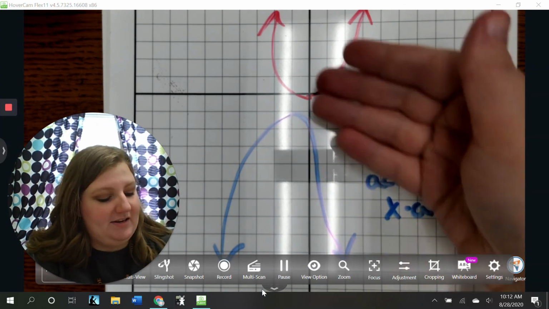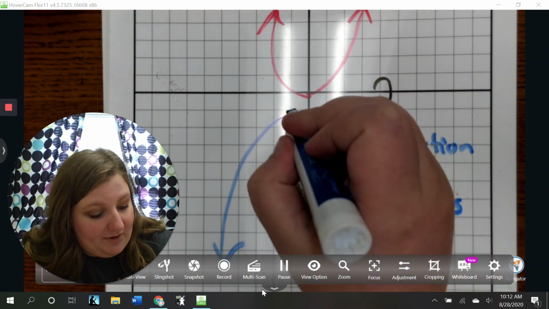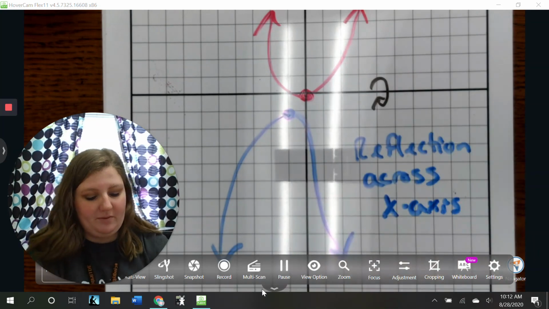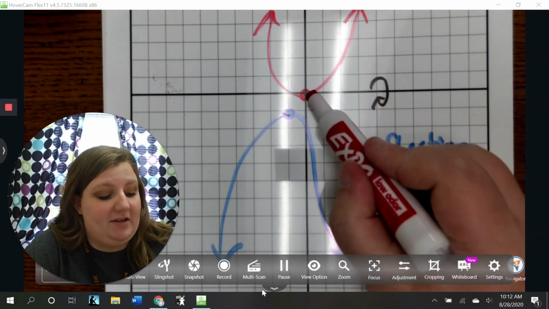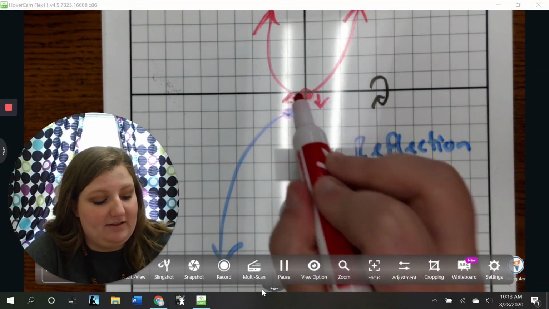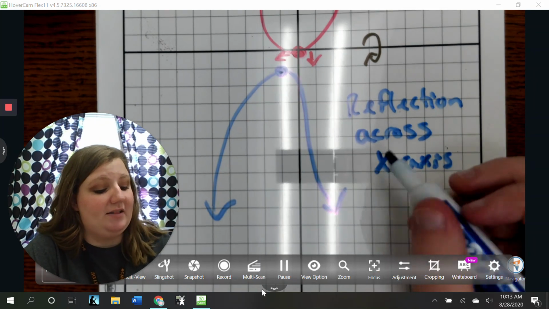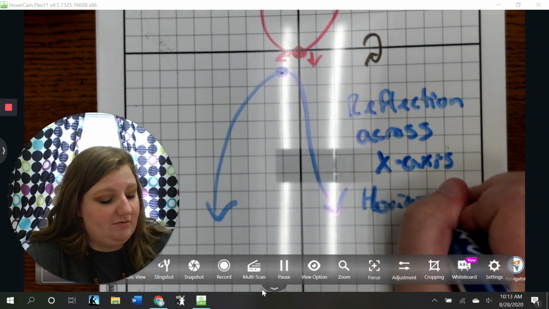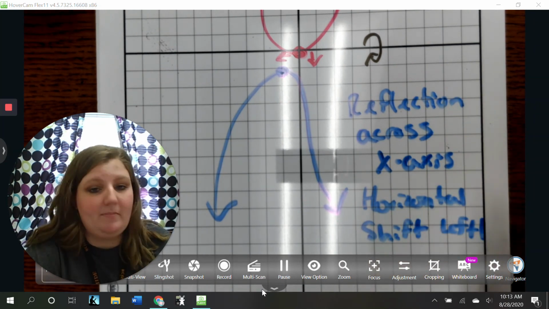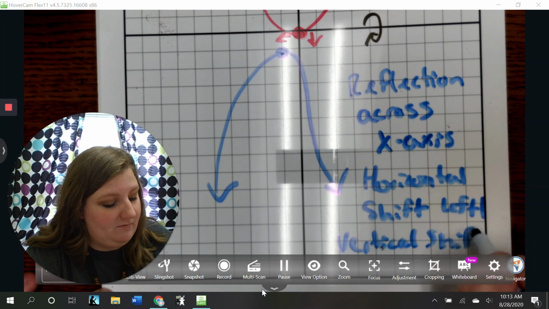But notice, it didn't just flip. This point right here is now kind of down and over. Okay, so let's look at this point. It was the lowest point on our original graph. Now it's the highest point on our new graph. But let's look at how that changed. So to go from here to here, we have to move down 1 and we have to move left 1. So when we write our transformations over here, if we move left 1, we had a horizontal shift left 1. And then we also had a vertical shift down 1.